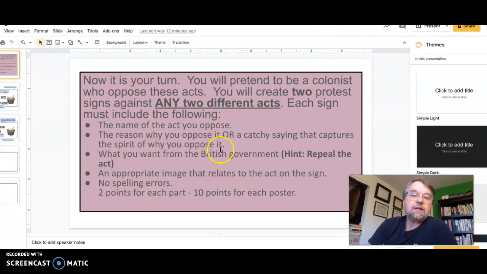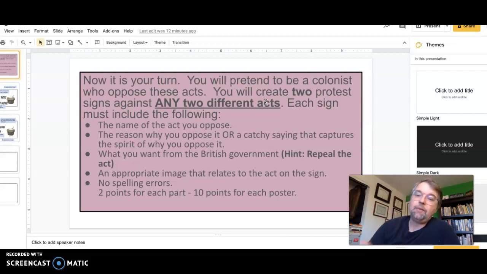So here are the expectations for the protest signs. It says now it's your turn. You pretend to be a colonist. You're going to make 2 protest signs against any 2 different acts. You don't know what these acts are yet, but you're going to. Each sign must include the following. You've got to have the name of the act you oppose, the reason why you oppose it, or a catchy saying that captures the spirit of why you oppose it. Then what you want from the British government, and I give you a hint there.